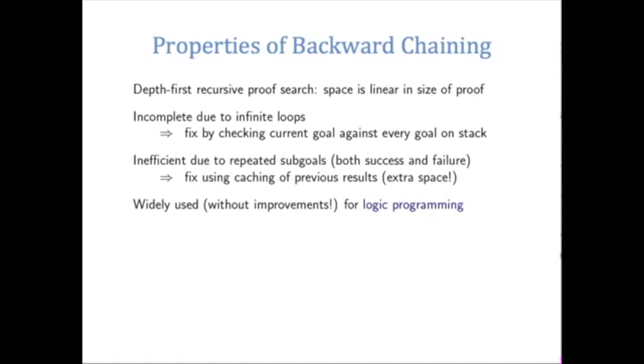Backward chaining can also be inefficient due to repeated proving of the same subgoal. In other words, proving the same subgoal may be needed to prove multiple conclusions, or disprove multiple conclusions for that matter. So instead of having to prove the same thing over and over again, we'll fix that by caching previous results. Now, that uses some extra space, but it saves us a lot of time.